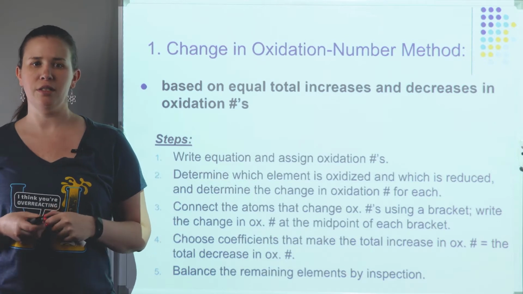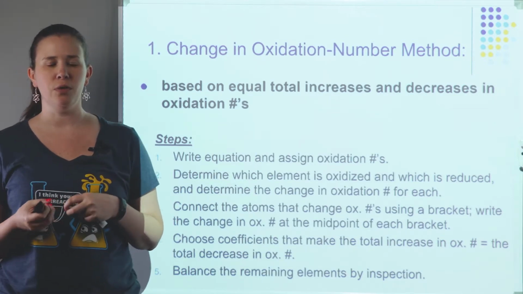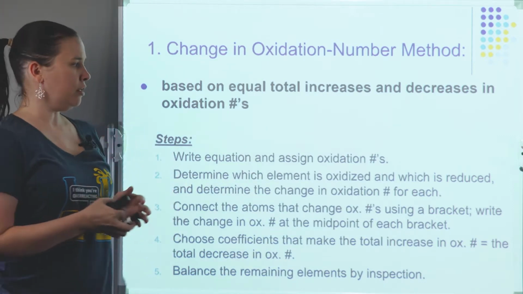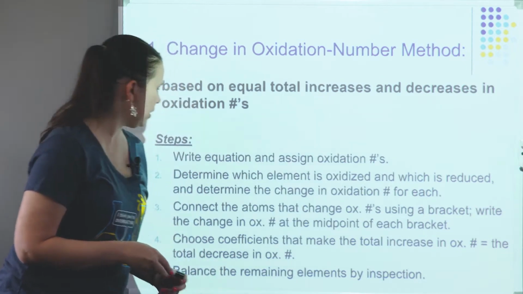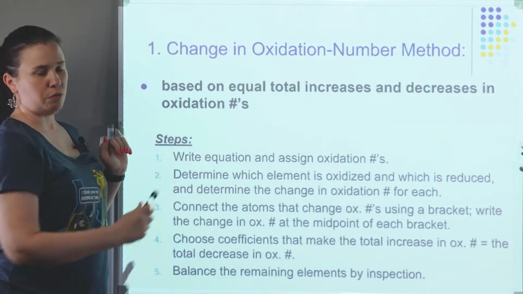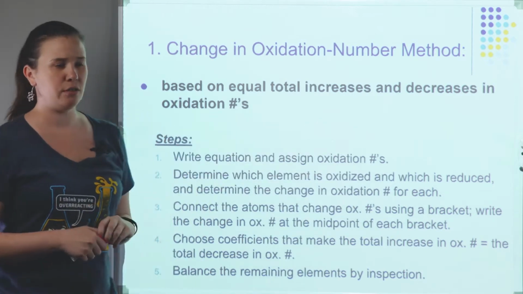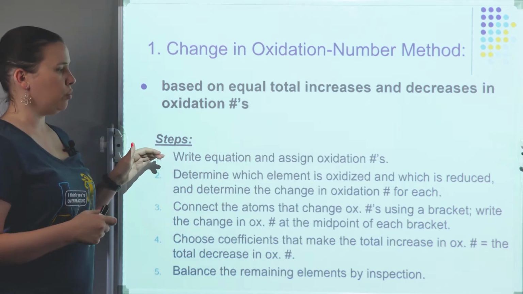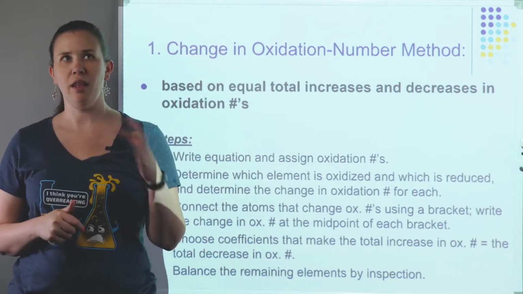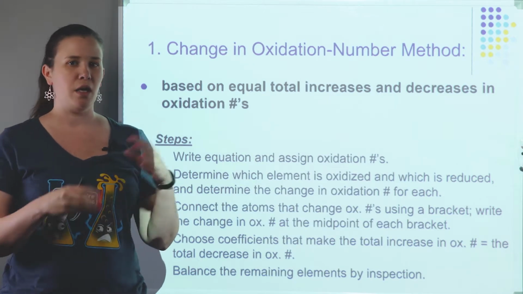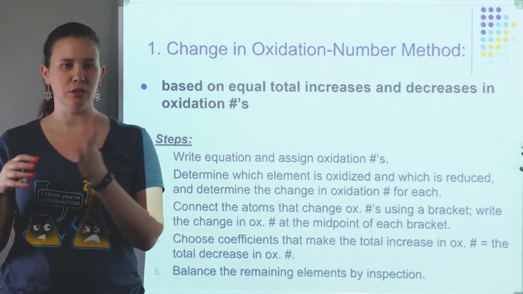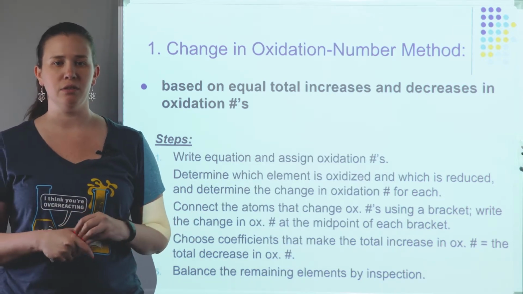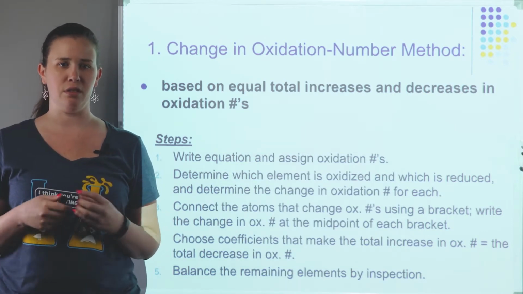So first, the change in oxidation number method is based on this principle that the total oxidation number increase must equal the total oxidation number decrease. We already know how to do a couple of these steps, these first couple of steps. When we write the equation, we go through and assign the oxidation number for every single element based on following the rules for each compound. Then we're going to determine which element is oxidized and which element is reduced, using the concept that oxidation is loss, so I'd be looking for the loss of electrons or an increase in oxidation number, and reduction is gain, so I'd be looking for a gain of electrons or a decrease in oxidation number.